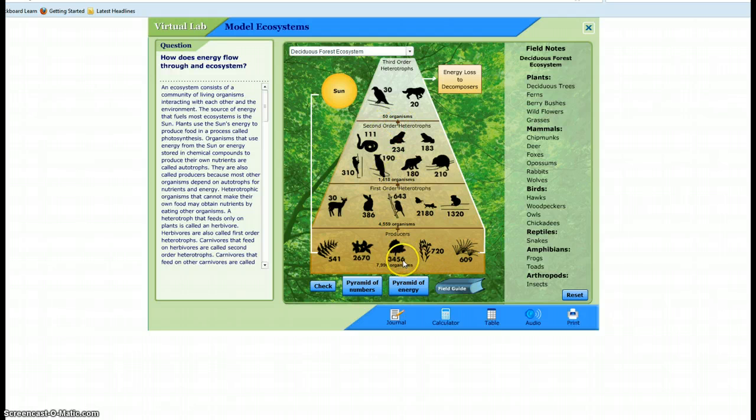But what if we had only one tree and 20 squirrels and one hawk? So it'd be 1, 20, 1. It would look like the pyramid was upside down. It would be bigger here. Notice the pyramid is always smaller.